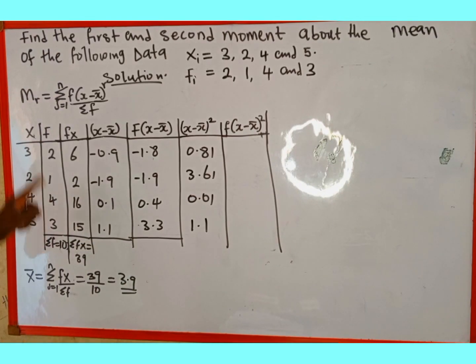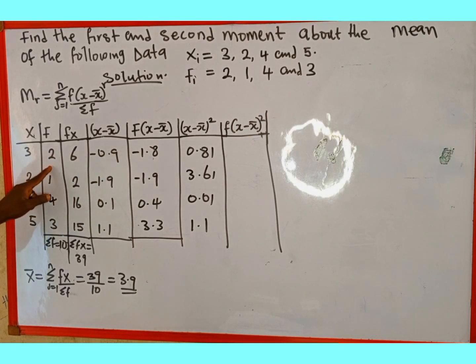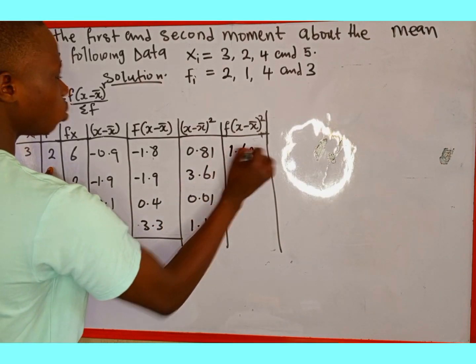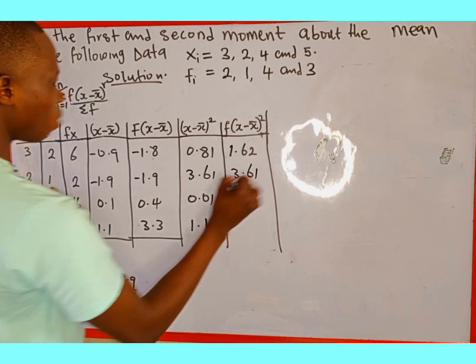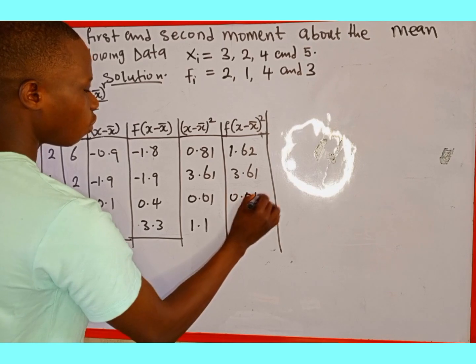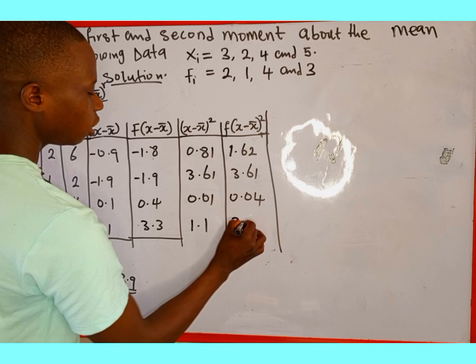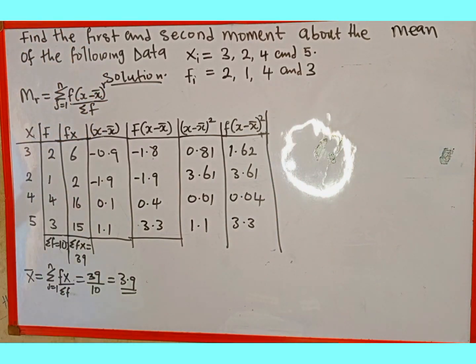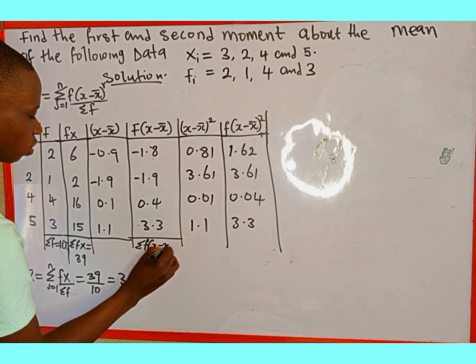So the next thing we're going to do is to multiply by the frequency. 2 multiplied by 0.81 is going to give us 1.62. Then 1 multiplied by 3.61 is going to give us 3.61. Then 4 multiplied by 0.01 is going to give us 0.04. And the last one is 3 multiplied by 1.1, which is going to give us 3.3. So now the next thing we are going to do is to sum up our f into the bracket of x minus x bar.